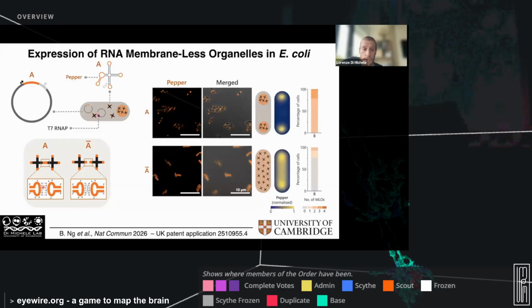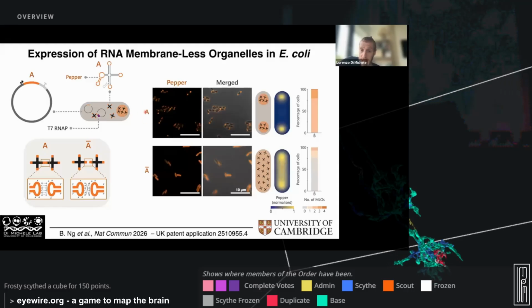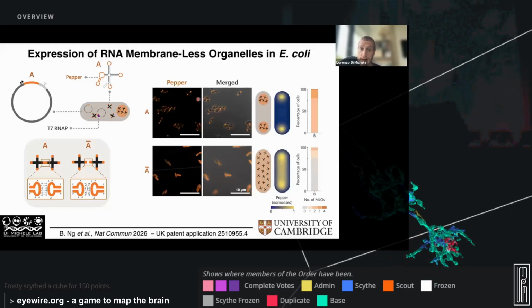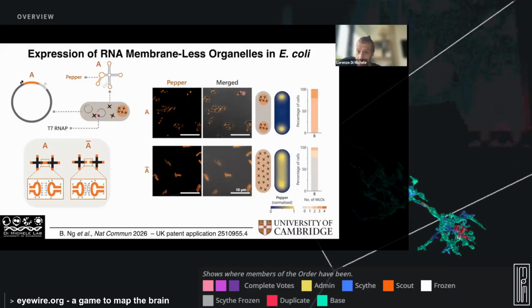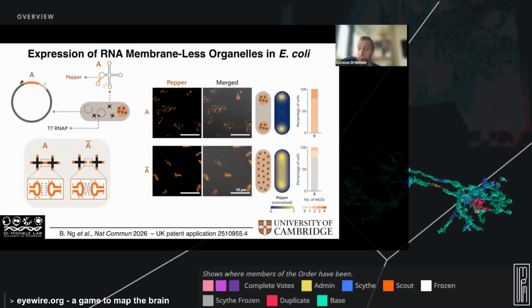You can transform the cells, you can induce them, and you will see that when you express A, you have the formation of beautiful condensates. Pretty much each cell has them, and they tend to sit at the poles of the cells.